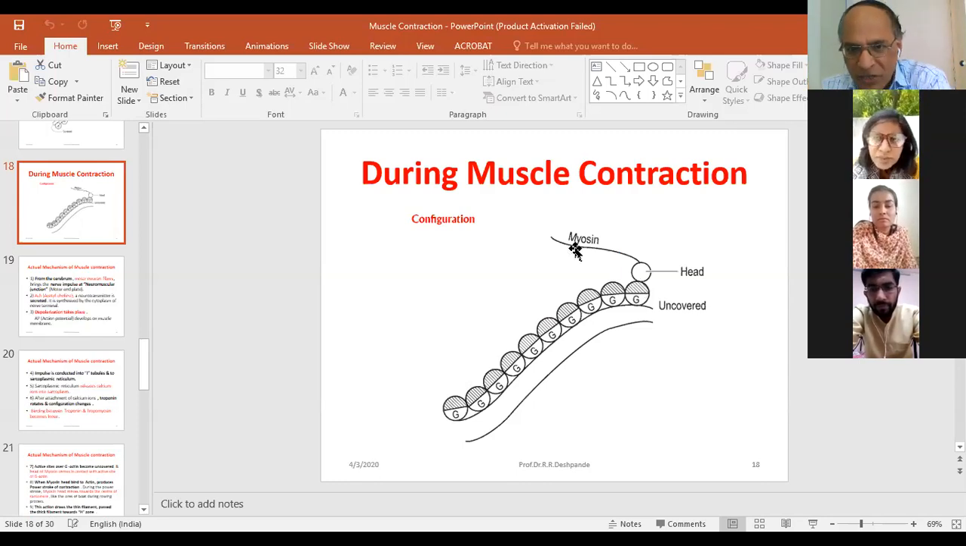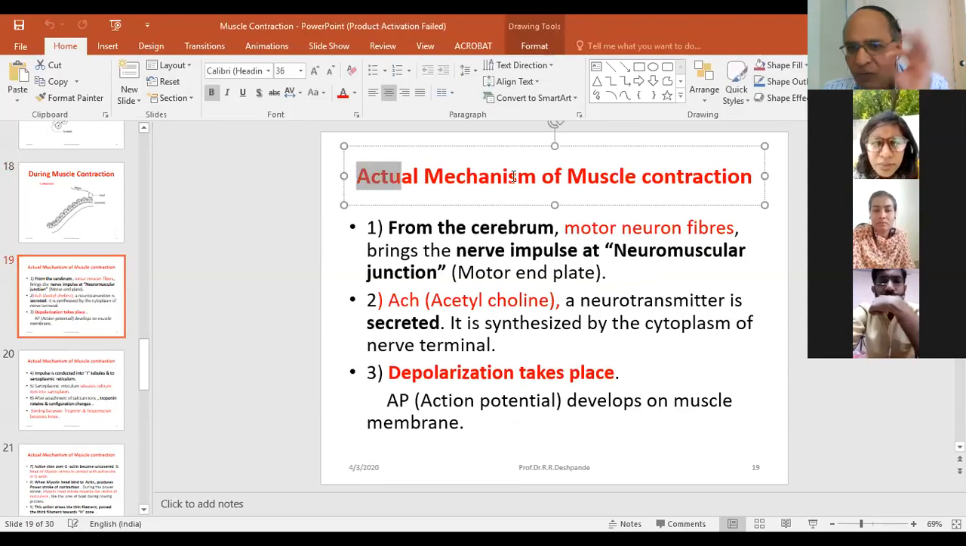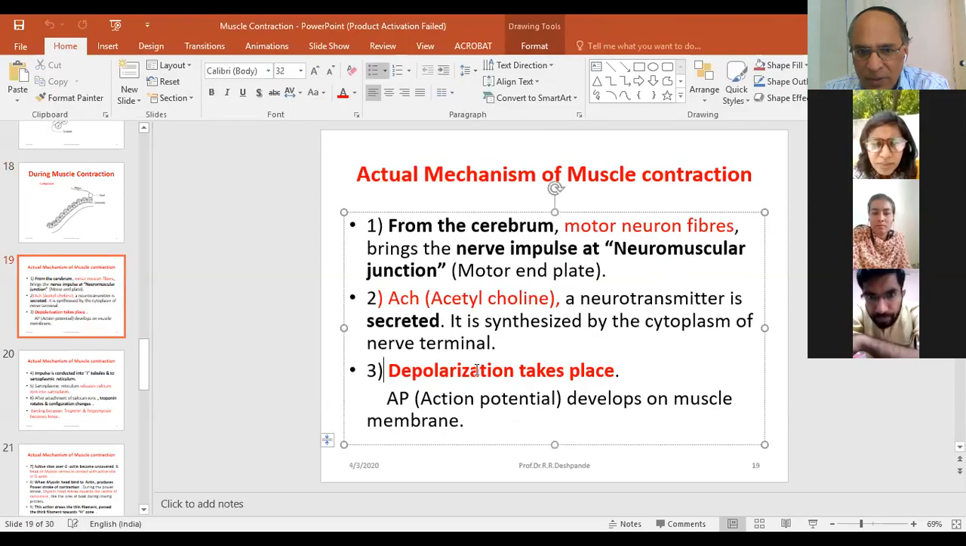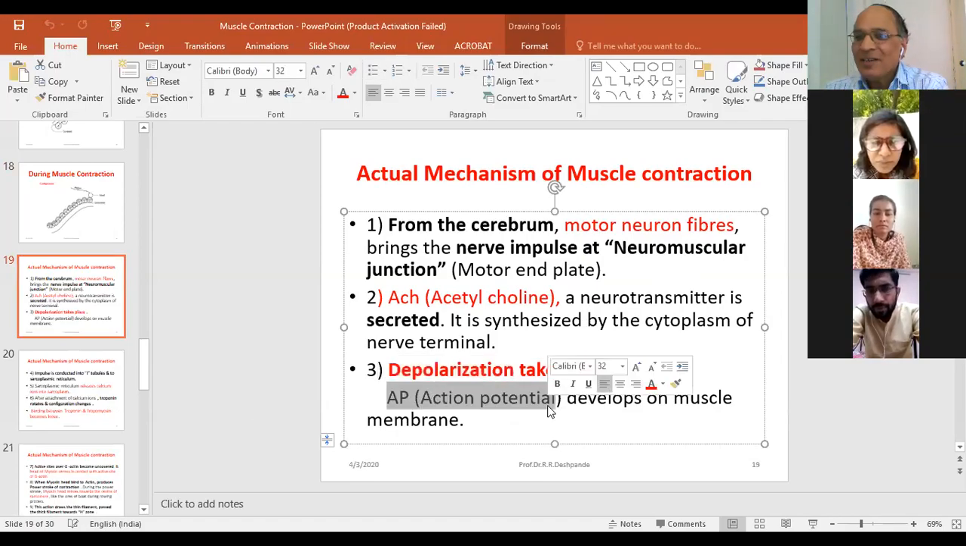So myosin is very strong and thick. Actin is very thin. Next, the actual mechanism. Can you read? What is happening? There are about 10 steps. One, the current is coming. Neurotransmitter ACH is there. Do you remember, Sagar? Depolarization takes place, from the RMP. Whenever there is a depolarization, can you see here, an action potential. The cell membrane polarity changes. And now let us start.